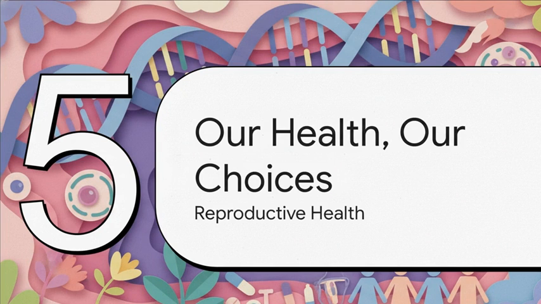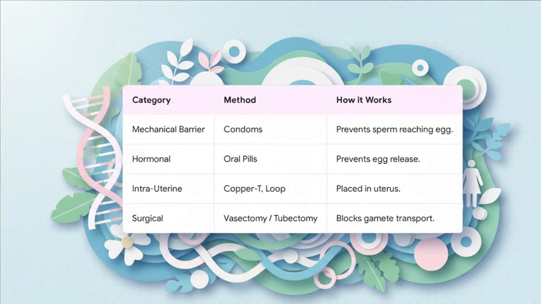And understanding all of this biology is so incredibly important because it empowers us. It allows us to make responsible and informed choices when it comes to our reproductive health. For anyone who wants to prevent a pregnancy, there are a bunch of different contraceptive methods, and they work in different ways. You've got mechanical barriers, like condoms, that physically stop the sperm from reaching the egg. Then there are hormonal methods, like birth control pills, which actually stop the ovaries from releasing an egg in the first place. And finally, there are permanent surgical options, like a vasectomy for men or a tubectomy for women, which completely block the path for sperm or eggs.